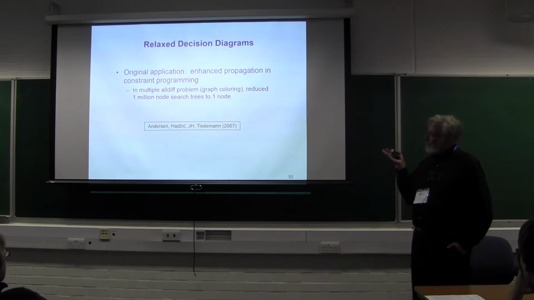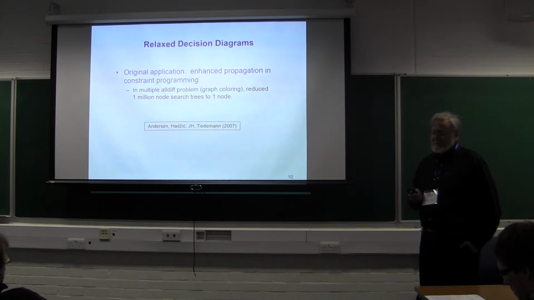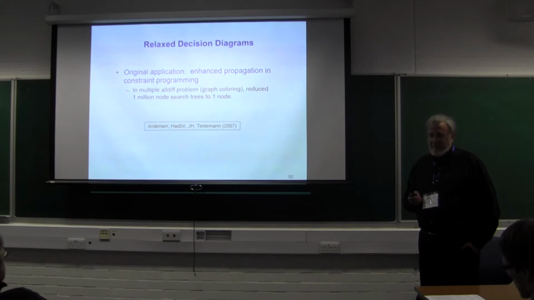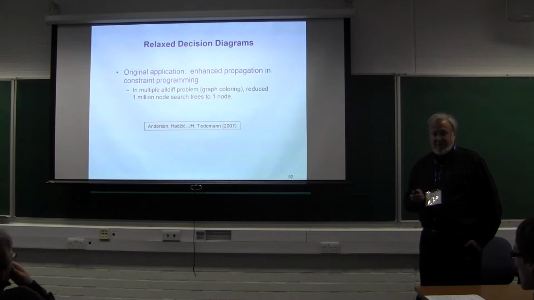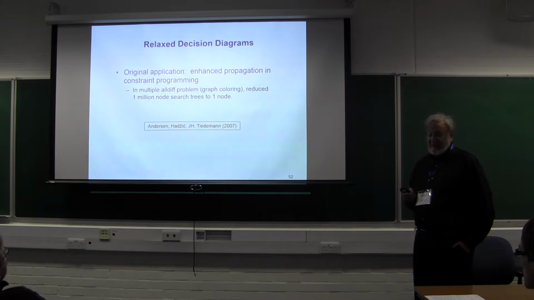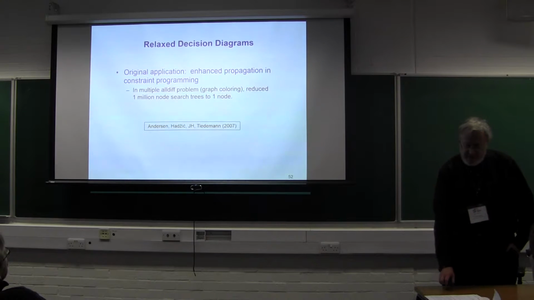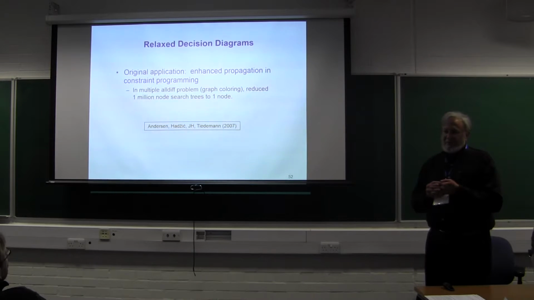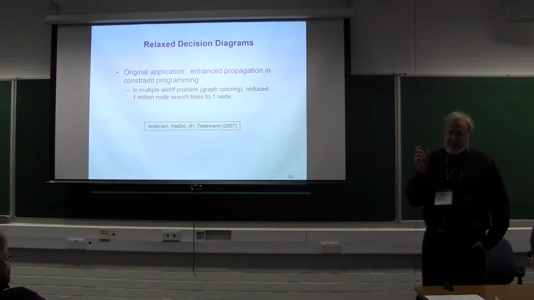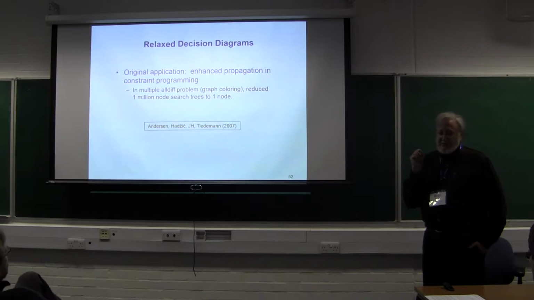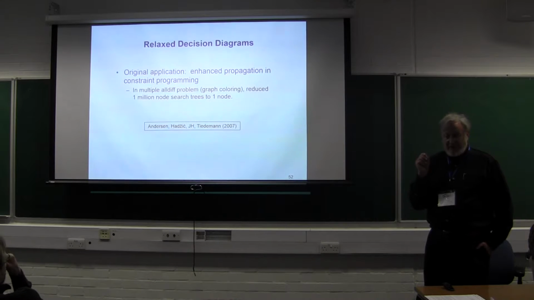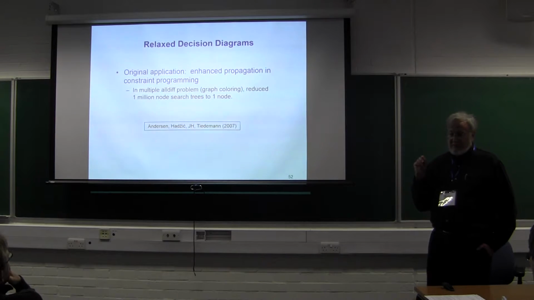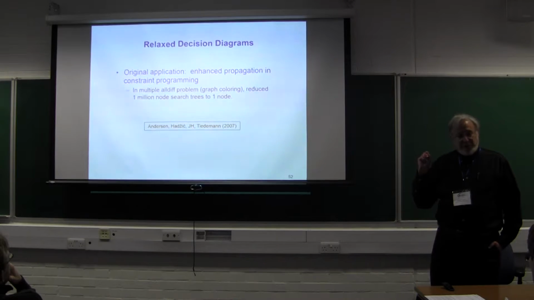Okay, so the original application of this idea was to constraint programming, which I won't say much about here. So as you may know, in constraint programming, what people like to do is to look at each variable's domain. It's the set of values that variable can take, and find out which of those values are consistent with the constraint set. Okay, so some of the values may not occur in any feasible solution. So those values can be removed, and that's called filtering.